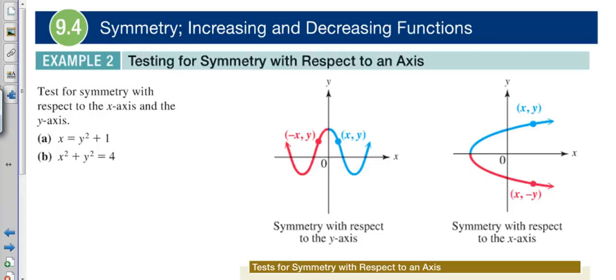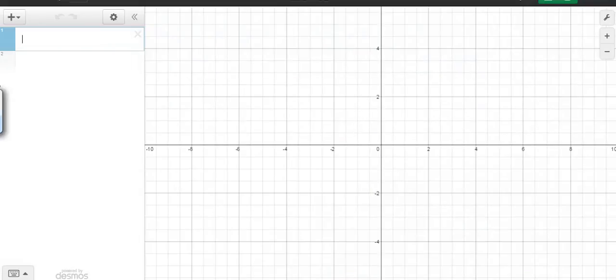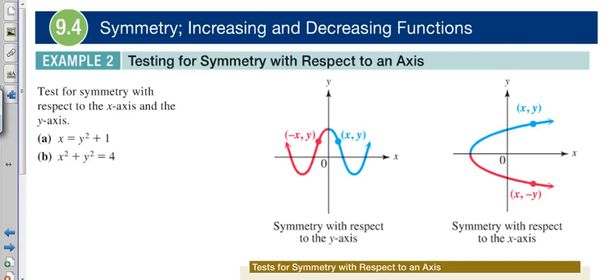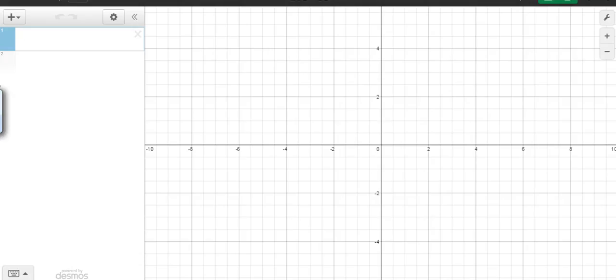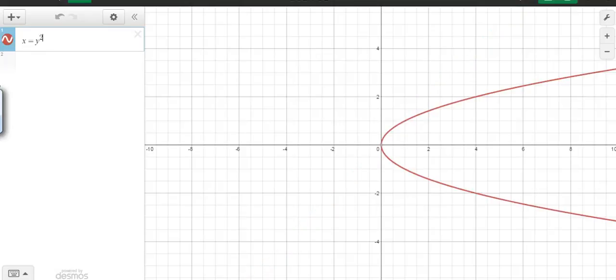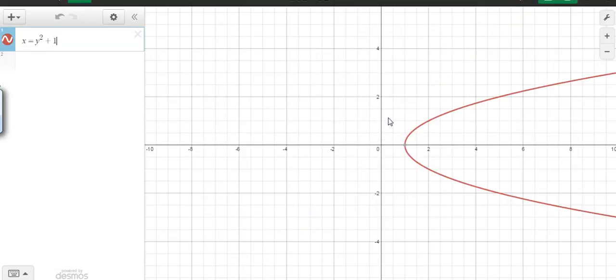And I'm going to be using a really cool and awesome tool called Desmos. And I invite you to use Desmos all day, every day. It's pretty rad here. So I'm going to go ahead and graph the two functions. We'll start with the first one. So that's x equals y squared plus 1. So let's just go ahead and do that. x equals y squared plus 1.